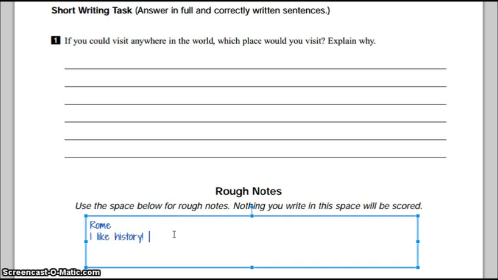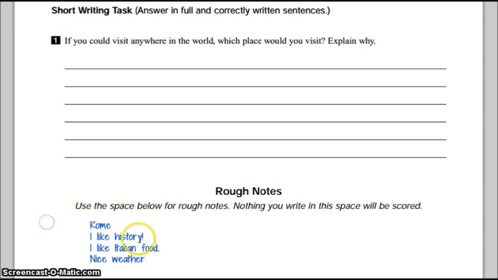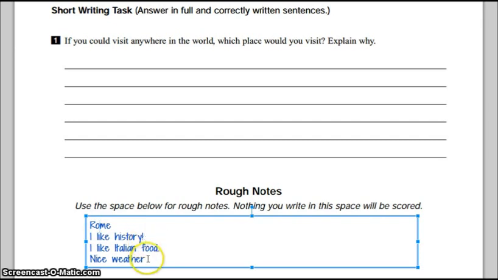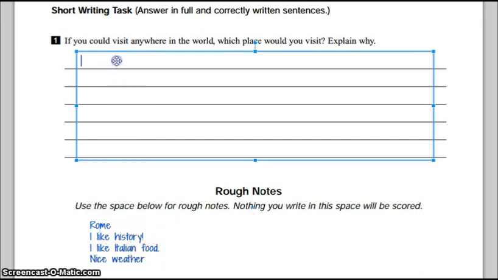There we go, exclamation mark. I like history. What else would be in Rome? Rome is in Italy, and Italian food. So let's say I like Italian food. And Rome is, well, I think the weather's really nice there. So nice weather, I'm going to write in my notes here. So I think that's pretty good. I've got my place and I have 3 reasons of why I'd like to go there. I think that's enough. So let's start our question.